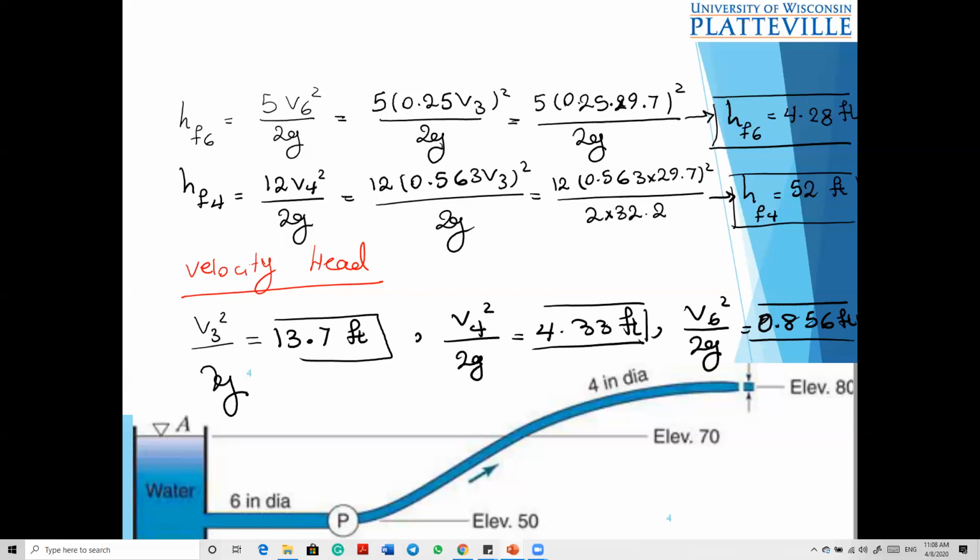All right, so it looks like we have everything that we need to draw the energy line and hydraulic grade line. All right, let's go ahead and find out how to draw them. Stop the video and try to draw the energy line and hydraulic grade line.